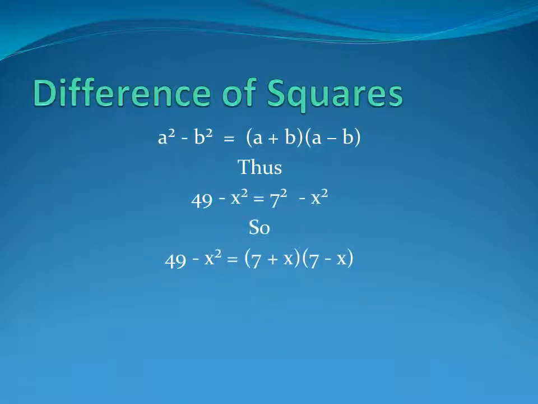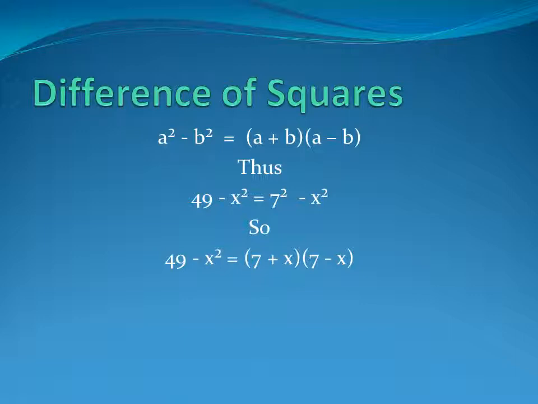Okay, here's our formula for difference of squares. We used it last time working backwards. Now we're going the other direction. So a squared minus b squared equals the sum of a plus b times the difference of a minus b.